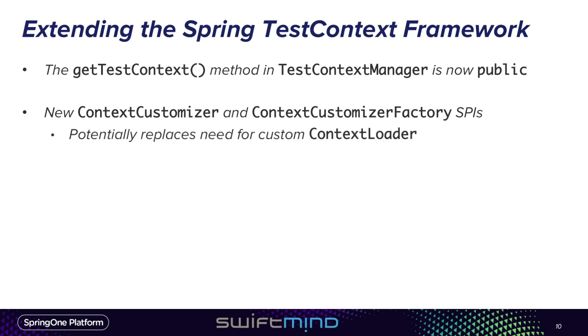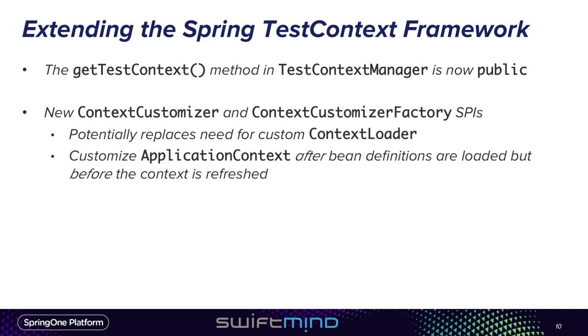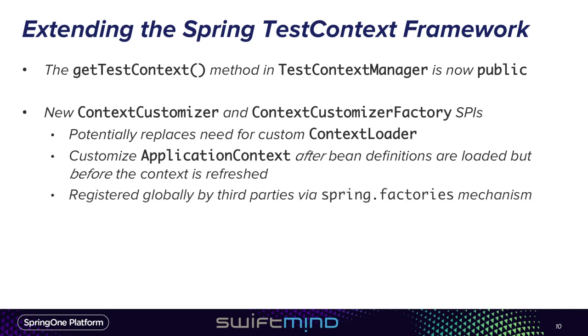Next up, we have a new ContextCustomizer API, and those things can be configured or created via a ContextCustomizerFactory. Basically, this can replace potentially the need for creating your own custom context loader. So if you have some integration code where you're creating the application context on your own with Spring, this might be a better alternative for you. It allows you to customize the application context after the bean definitions have been loaded, so after Spring knows about all the beans it's supposed to create, but before the context is actually refreshed, so before it started, so you can add other beans. For example, if you saw the @MockBean support from Spring Boot, that's actually how that works.